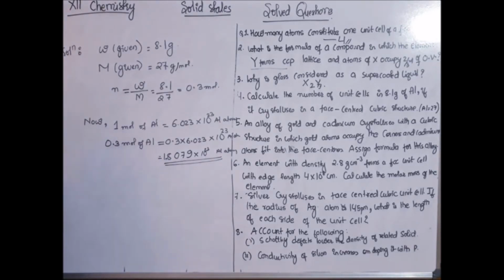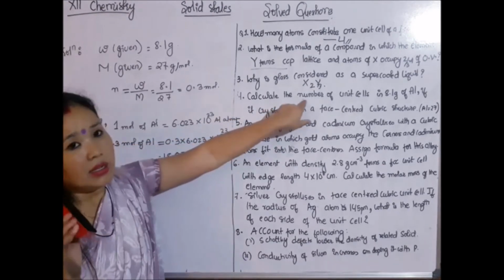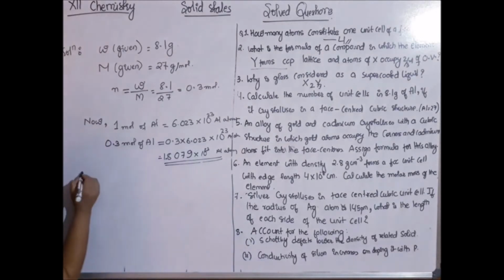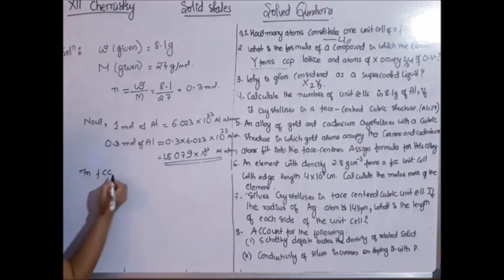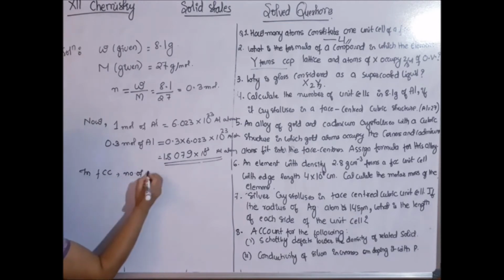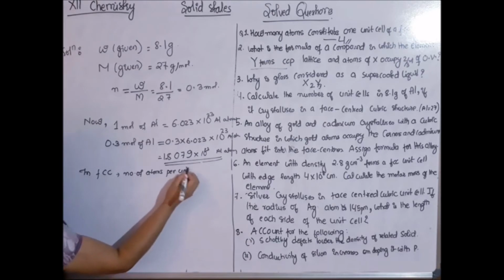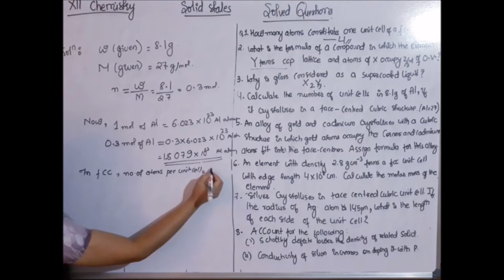Here you need to find the number of unit cells, not the number of atoms. Now in FCC, the face-centered cubic structure, the number of atoms per unit cell is 4.